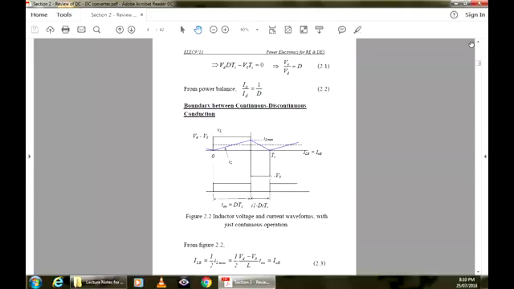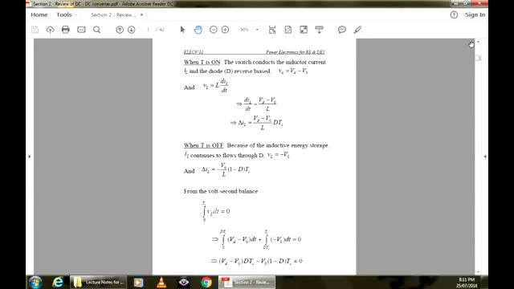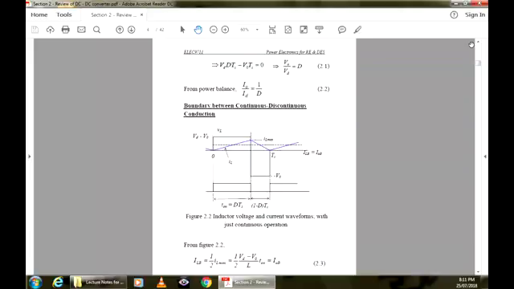With continuous conduction, V0 equals D Vd. And remember that we had said that whatever power is drawn from the DC source, Vd, must have gone to the load side, V0, and no power has been wasted, because the switches are ideal, and the inductor and the capacitors are ideal. So from power balance, if you say Vd Id equals V0 I0, then you get this relationship.